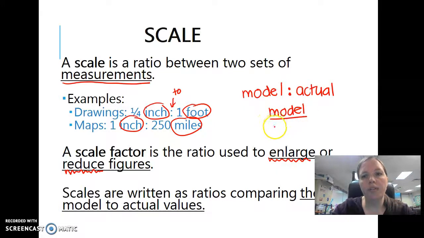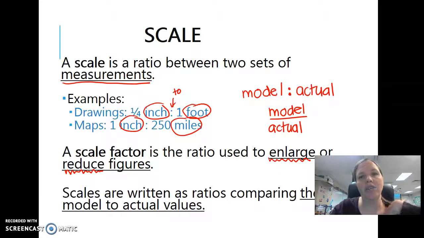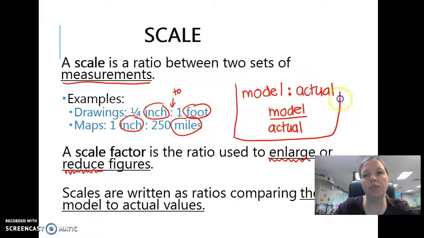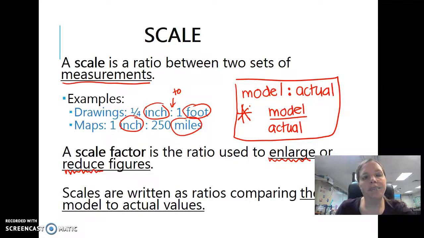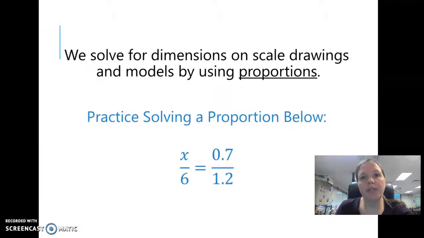But the important thing to note, and notice anything underlined is things you should be adding to your notes, is that your model is the first number, what you see on your model, and then what you see in real life is the second number. And that's always the way your ratios will be written. So before we get to some actual problems, if there was anything that was important, this would be the most important thing. So you may want to add this into your notes: the real life number being second, the model being first.